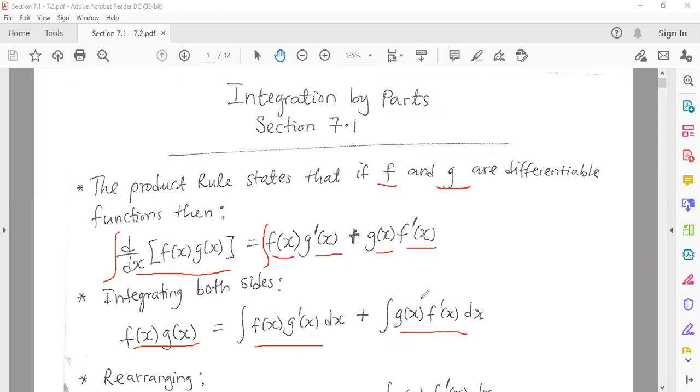All right, now all we need to do is to rearrange this. Rearranging means I just need to take this one piece here to the other side. So I need to take this piece to the other side. And once I do that, I have my formula for integration by parts, right? So let's see how it works.